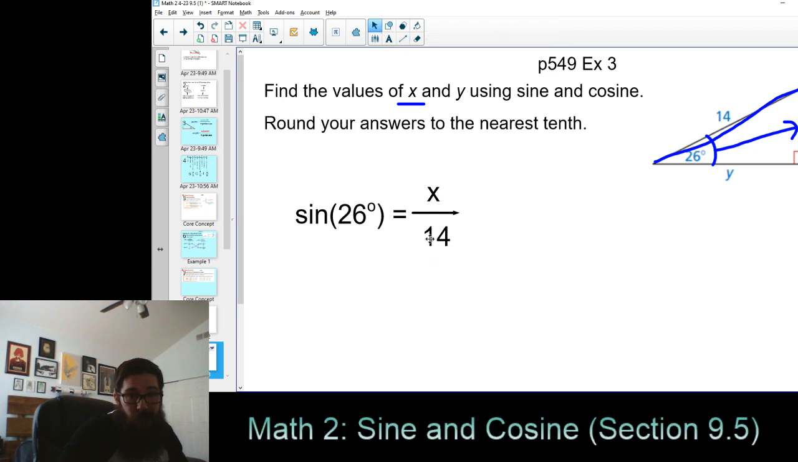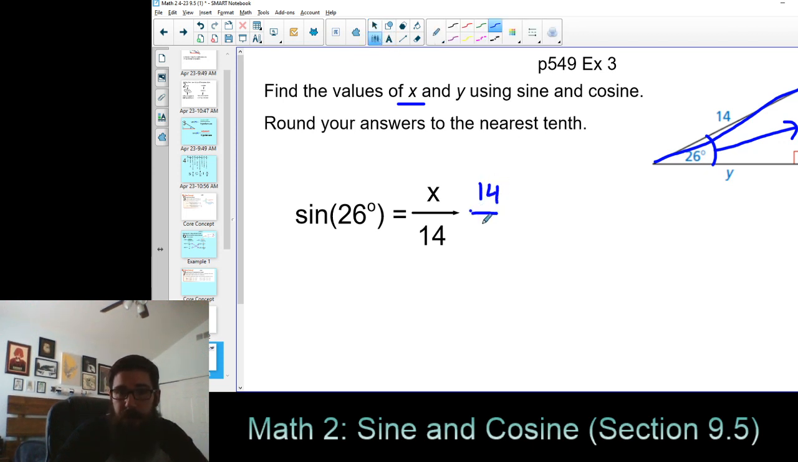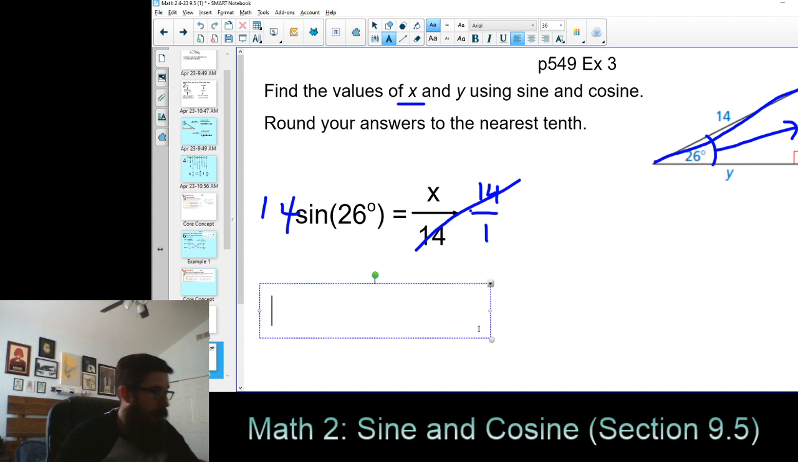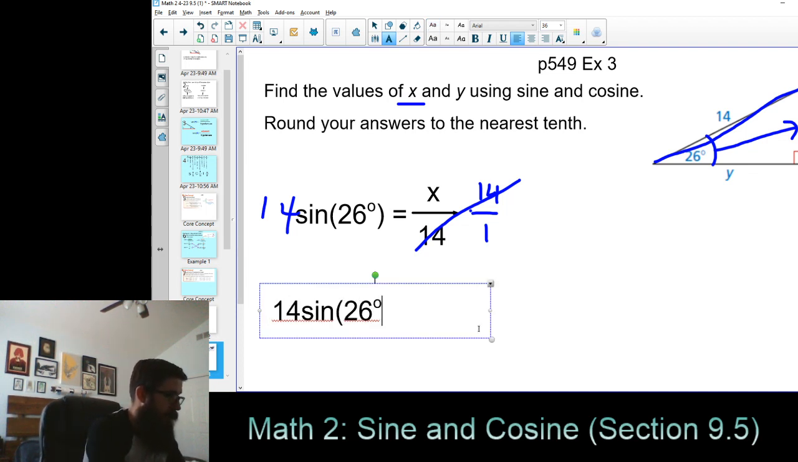Sine of 26 equals my opposite, x, divided by 14, my hypotenuse. I'm asking you to solve for x. We're going to multiply both sides by 14. If you want to think about it as 14 over 1, that works. I'm trying to get x by itself. So really what I need to figure out is, what is 14 sine of 26? That's equal to x. Let's pull up a calculator.